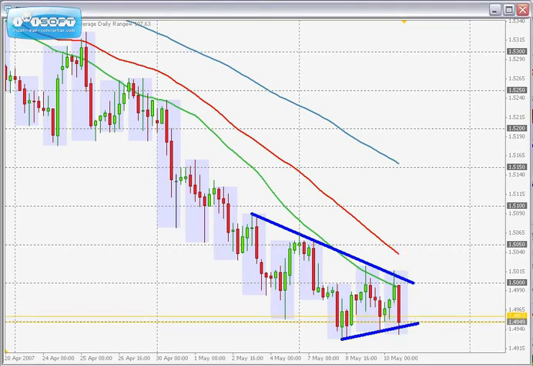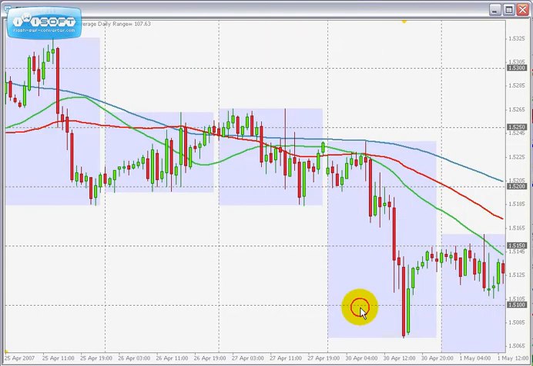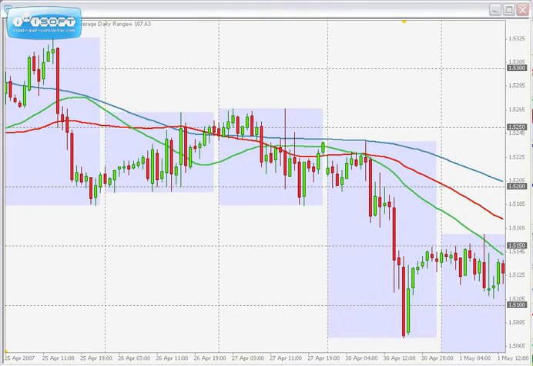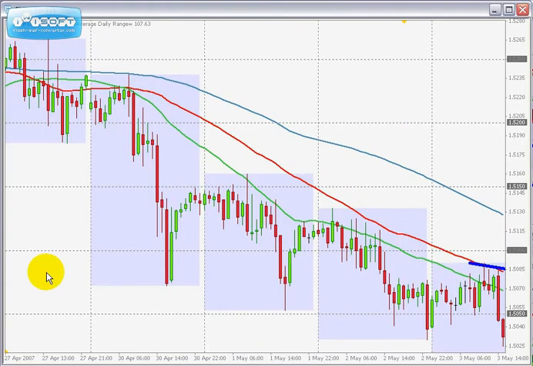I'm going to zoom. This is a 4 hours chart, by the way, so I'm going to zoom into the 1 hour chart, and let's see what we find there.